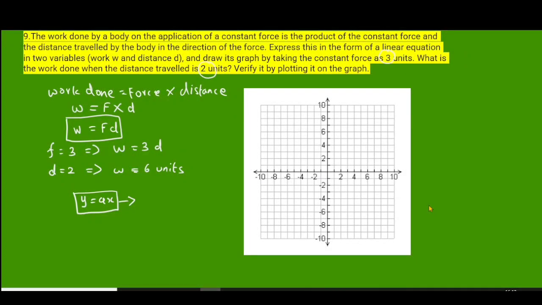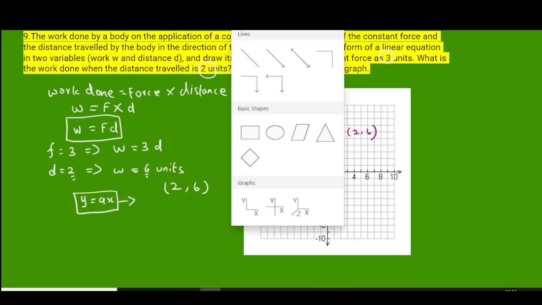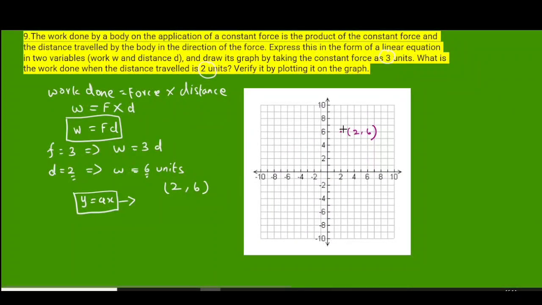And we can take one more point. When we are substituting the distance 2, D is 2, we are getting the work done as 6. So that is another point, (2, 6). Using this, we can plot the point and get the graph. So (0, 0) and (2, 6). So this is the point (2, 6). Now join the origin and this one and get a graph.